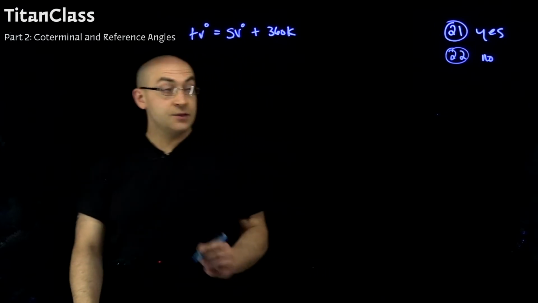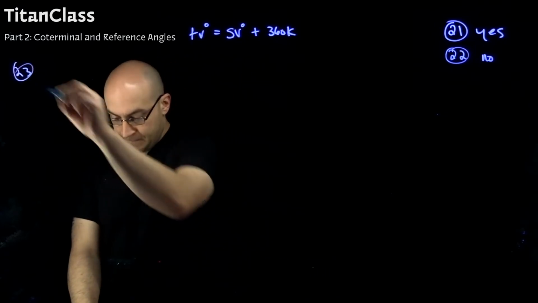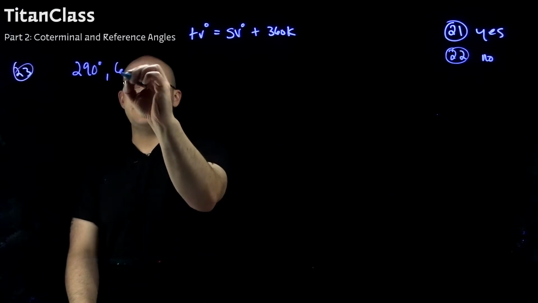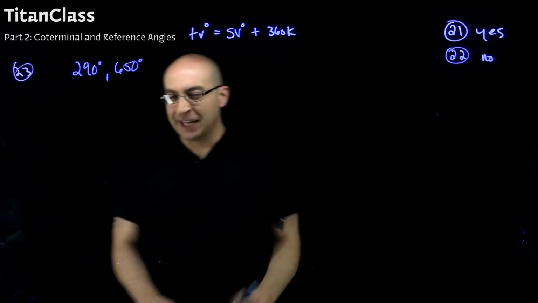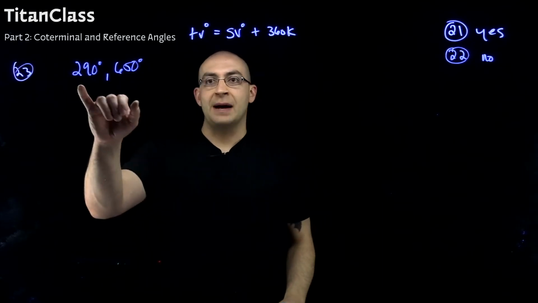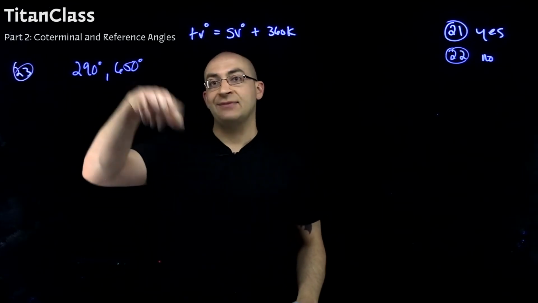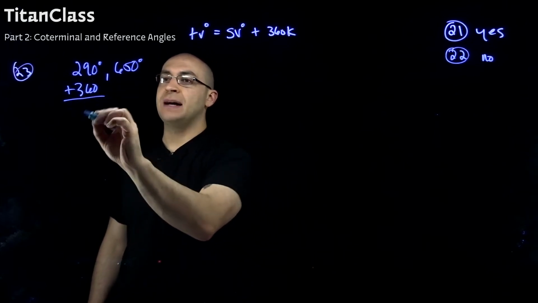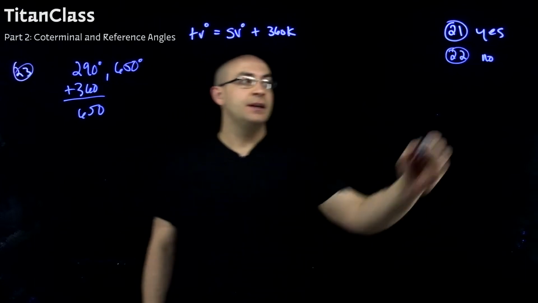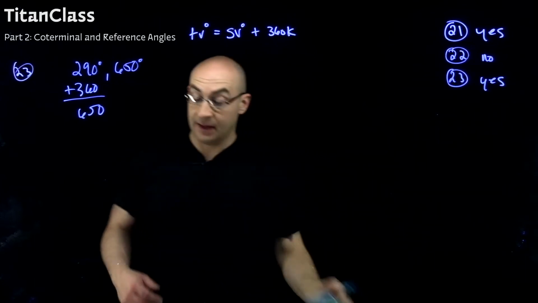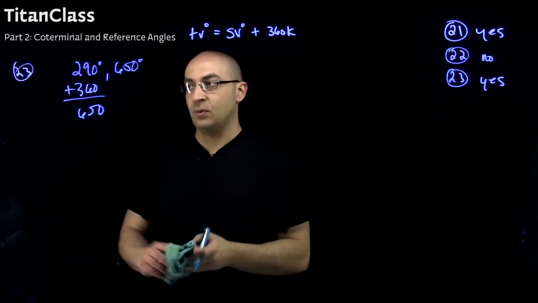All right, 23. 290 and 650. You're going to get so good at these things that you're not even going to have to add or subtract on paper. I know I'm going from a positive value to another positive value, so I'm going to have to add one more full positive revolution. So let's add one more full positive revolution, and I will get 650. 23, they are coterminal. Okay? Meaning they have the same terminal endpoint, the same terminal end.